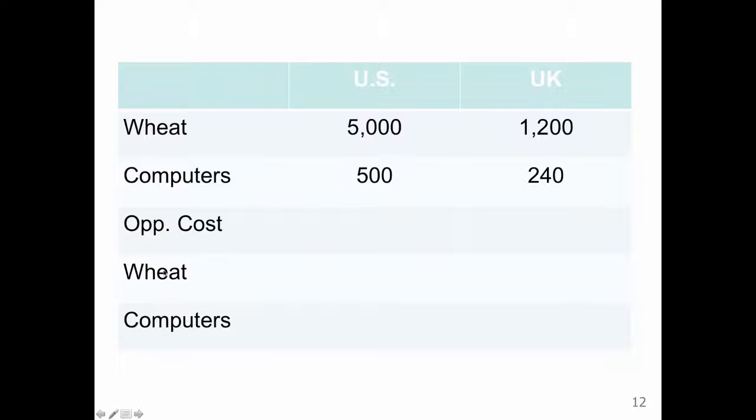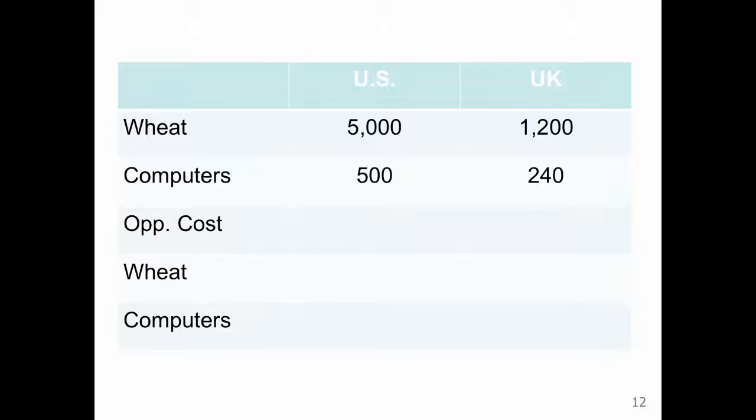In terms of wheat, what's the opportunity cost in the United States of producing 1 ton of wheat? That is, how many computers must the US give up every time it produces a ton of wheat? So how do you calculate that? Well, it's just the slope of that line. It's the rise over the run. It's what you're giving up divided by what you're getting.